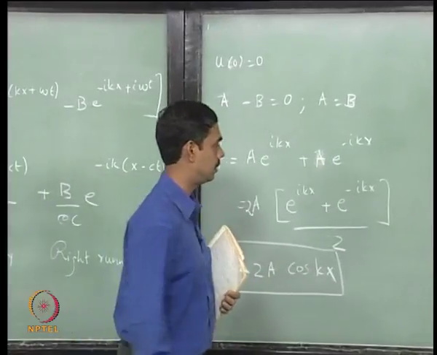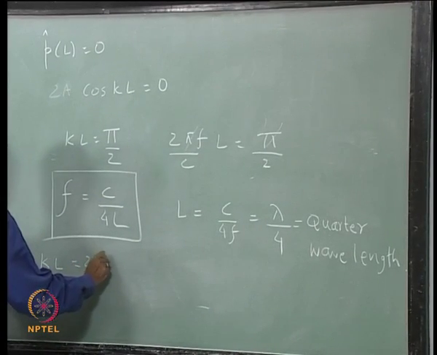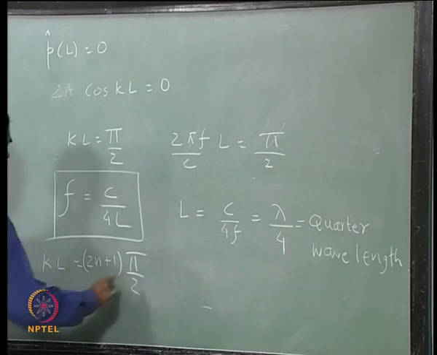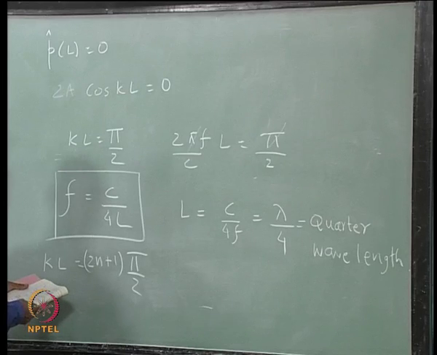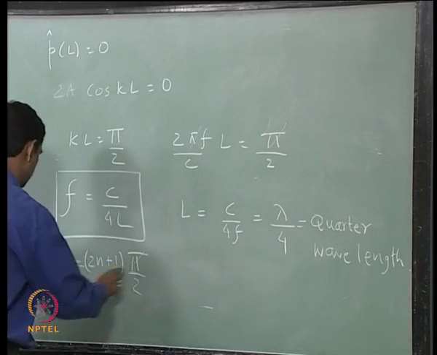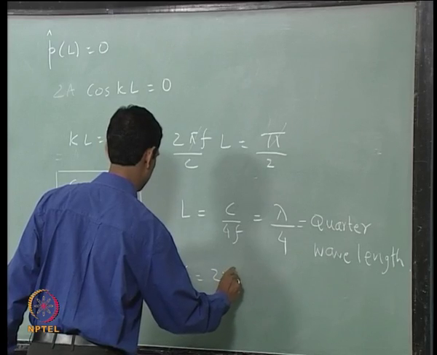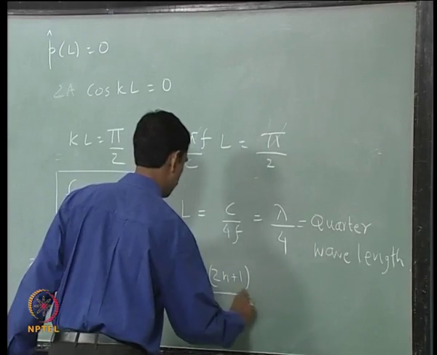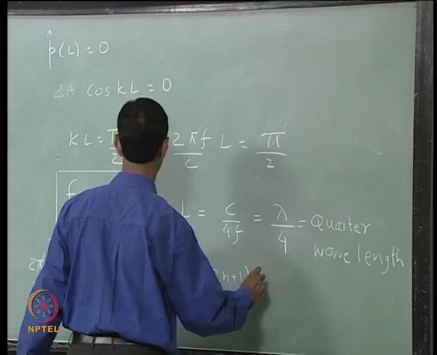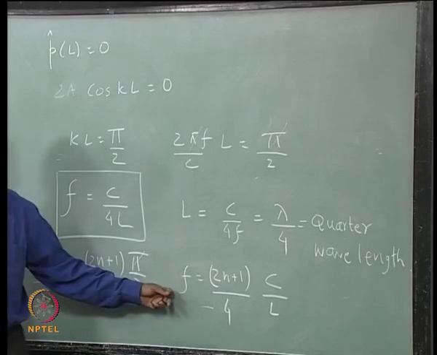Now we can get a general solution, so we can say that kL equal to 2n plus 1 into pi over 2, right. So k is 2 pi f over c. Therefore we can get a general expression for f as 2n plus 1 over 4 times c over L. I hope this is right, please check yourself. So this is the general expression for frequency.